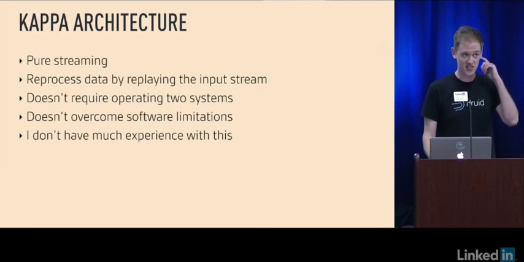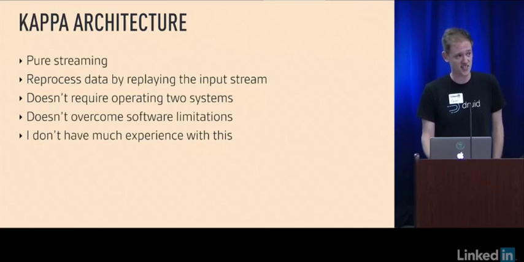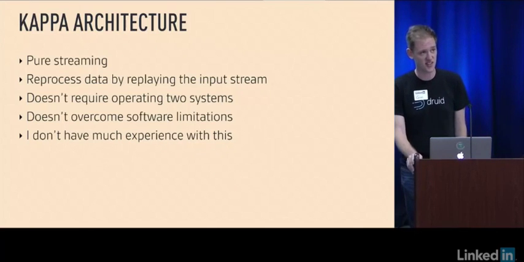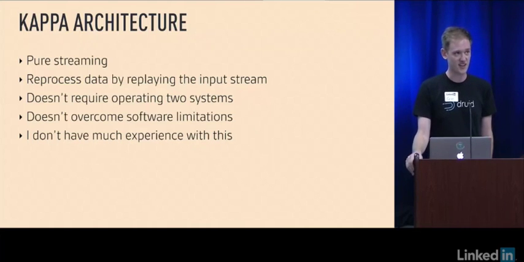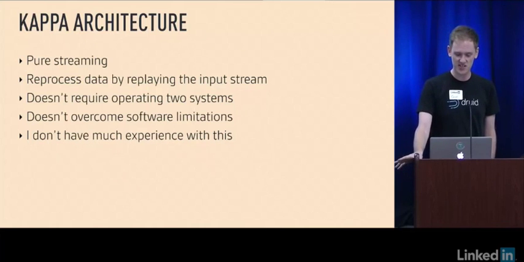There's also a Kappa architecture. It's an alternative to Lambda architecture. I don't really have any experience with this, and I don't know anyone that runs it in production other than, I think, LinkedIn, I'm assuming. Can anyone confirm that? Who knows? Anyway, it was written about in a blog post by Jay. It's a pure streaming architecture where you reprocess data by replaying the input stream. The really nice thing about it is it doesn't require operating two systems.